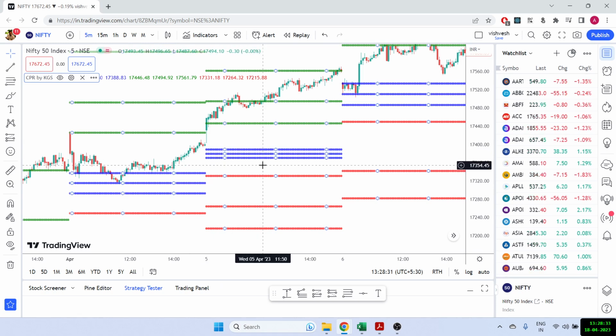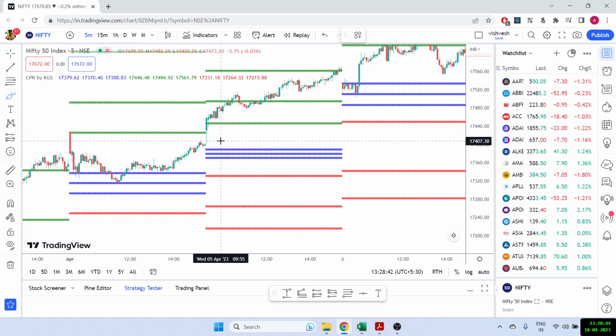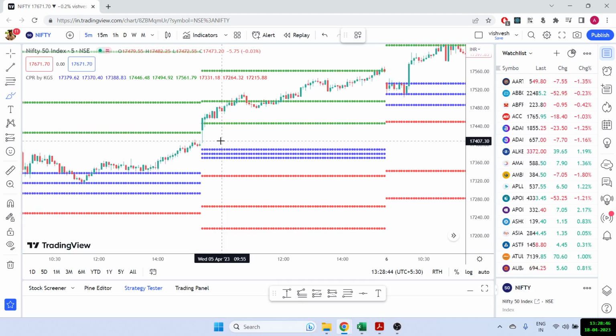So this strategy is only applicable when the CPR is narrow, but if it's wide like this, then we will not be taking this strategy. So the first step is obviously we look for the CPR to be narrow. And then when do we take an entry? In this case, what we are looking for is we want any candle to cut one of the pivot points, either R1, R2, R3 or S1, S2, S3. It should cut one of them.